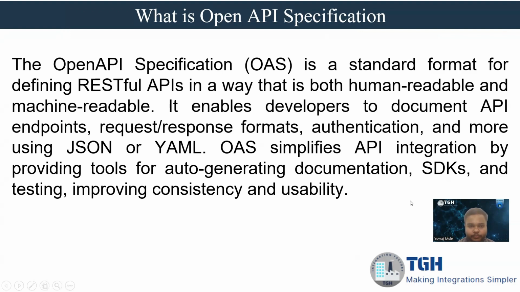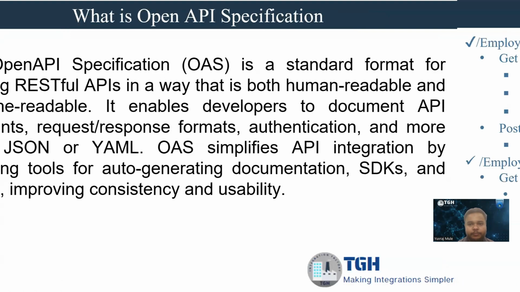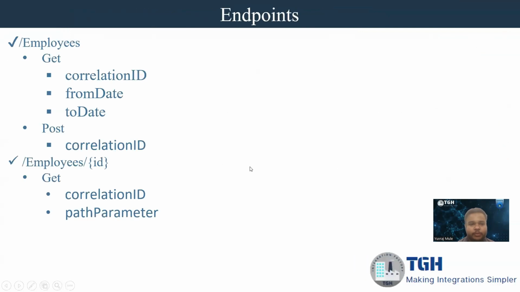So let's see what we are going to implement today. We are going to implement two endpoints. The first resource path is employees and the second one is employees with a path parameter. Then there are two methods in the employees, get and post. In get, we have one correlation ID, which is a header parameter, and from date and to date, which are query parameters. Post has a correlation ID, which is a header parameter, this is also a header parameter, and this is a path parameter or a URI parameter.